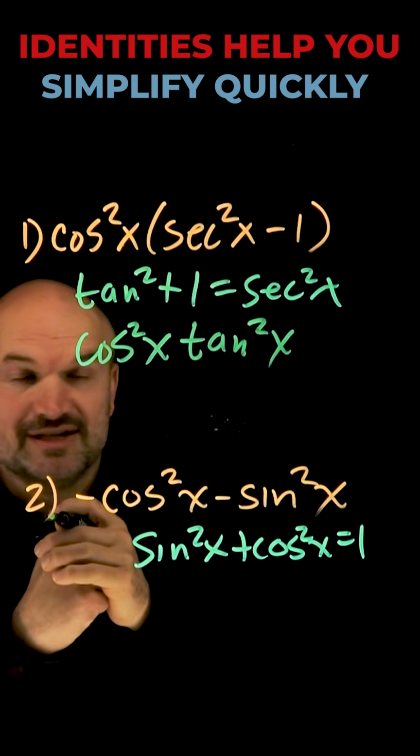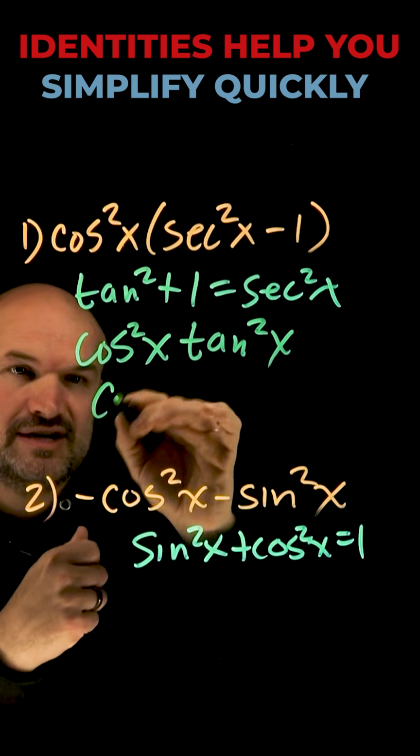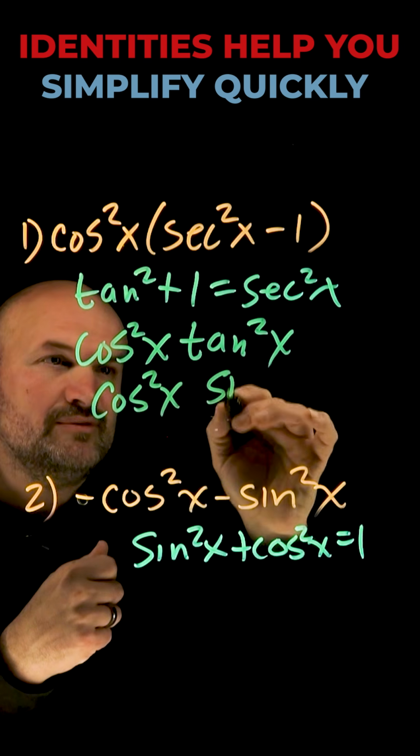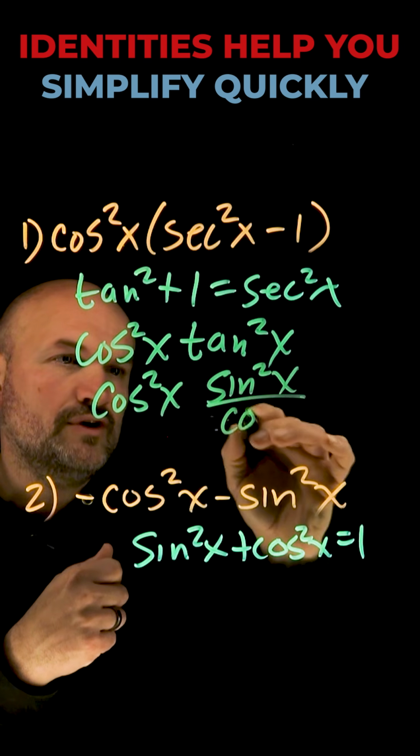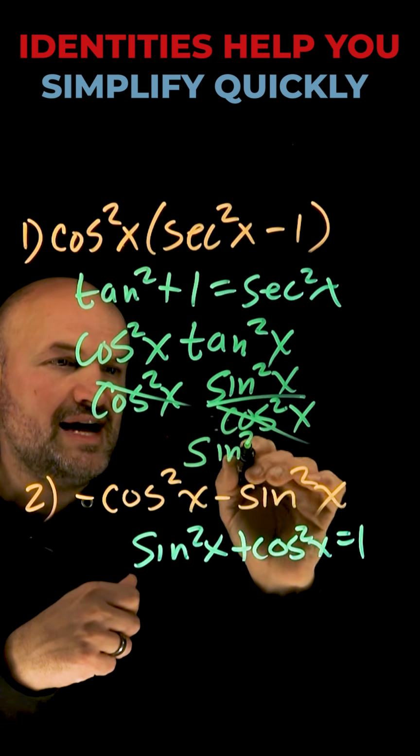Now I can rewrite tangent squared as sine over cosine. Therefore, the cosines are going to divide out. Let's just actually go and do it so you can see. So I can rewrite this as a sine squared of x over a cosine squared of x. Those are going to divide out, leave me just with a sine squared of x.